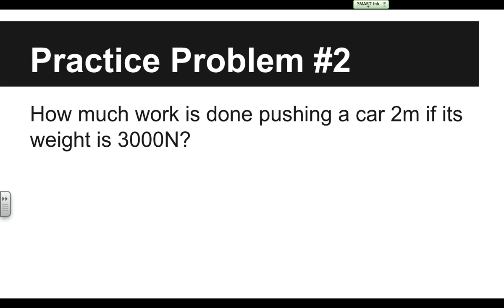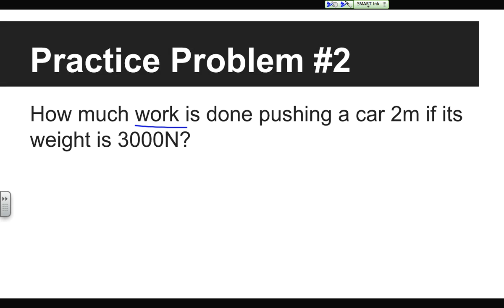How much work is done pushing a car 2 meters if its weight is 3,000 newtons? Okay, so we are pushing the car and it's moving 2 meters. We're pushing against its weight of 3,000 newtons. We gotta push that much to get it to move. So let's go ahead and write our equation. Work equals force times distance. We're going to define our variables. So our force is 3,000 newtons, and our distance is 2 meters.